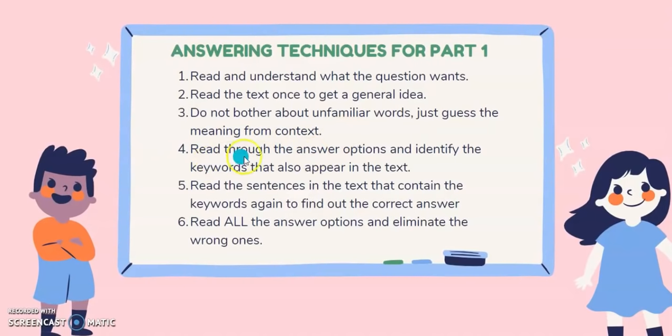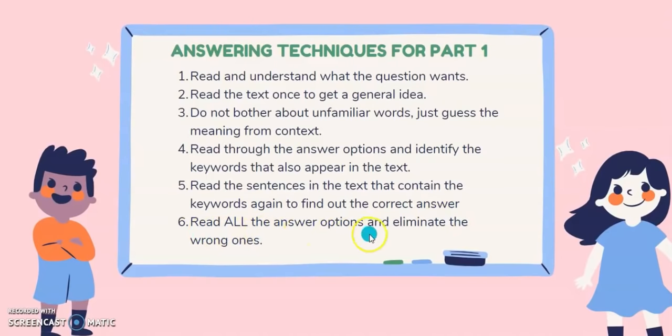Read through the answer options and identify keywords that also appear in the text. That means we find the same words or same phrases that appear in both the answer options and also in the text. Read the sentences in the text that contain the keywords again to find out the correct answer. Is that what you do?